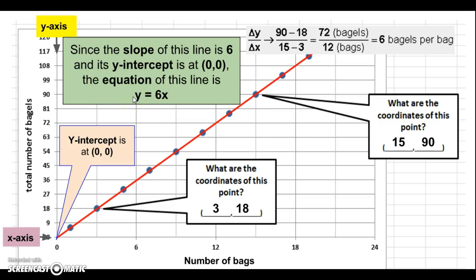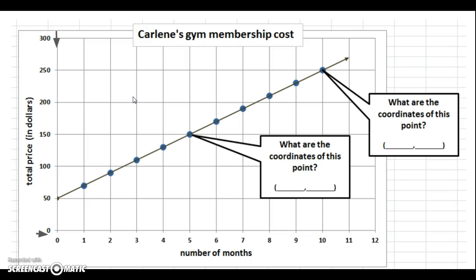Okay, let's look at another one. This is a new one, Carlene's gym membership cost. So we're comparing number of months with the total price in dollars. Let's start by looking at our coordinates. The two we picked out are (5, 150) and (10, 250). Those are the two points and the coordinates.